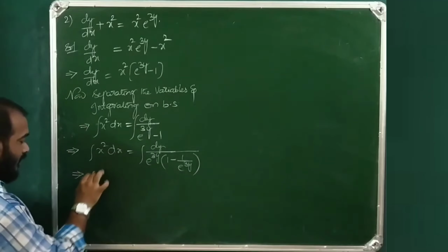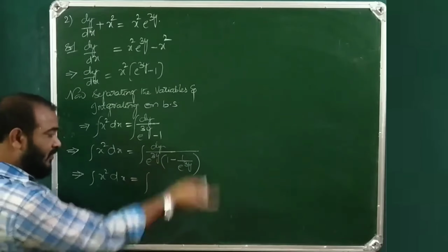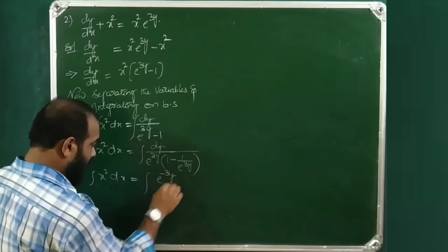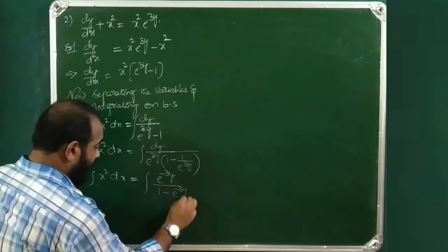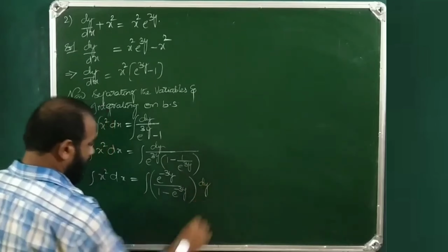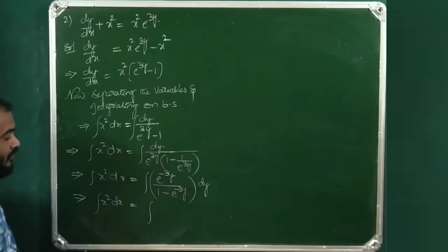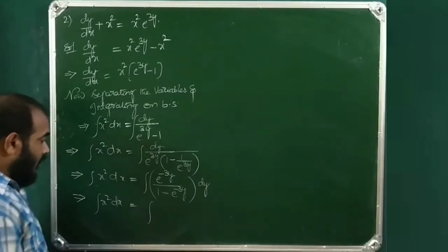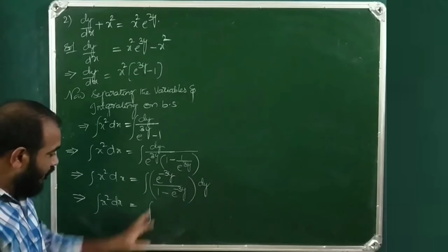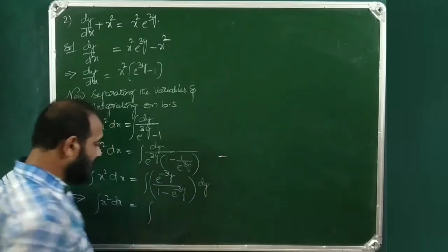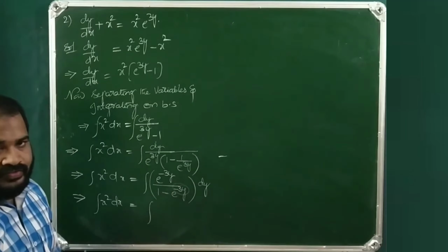This is equal to integral x square dx is equal to 1 by e power 3y, which is e power minus 3y, by 1 minus 1 by e power 3y, which is e power minus 3y, whole dy. This is equal to integral x square dx is equal to, now here 1 minus e power minus 3y, derivative, let us see. One derivative is 0 minus e power minus 3y. Let us suppose this to be y. E power y derivative is e power y itself.